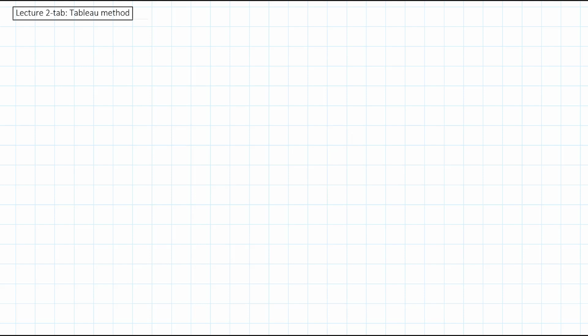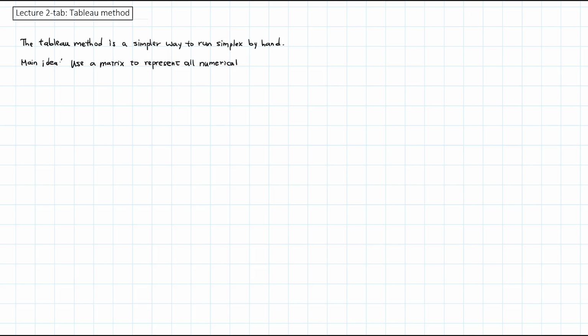Hello! We will discuss the Tableau method, which is a simpler way to run simplex by hand. The main idea of the Tableau method is that we use a matrix to represent all numerical data in the LP, and we will be using row reduction to perform most of the computations. We will illustrate this with an example.